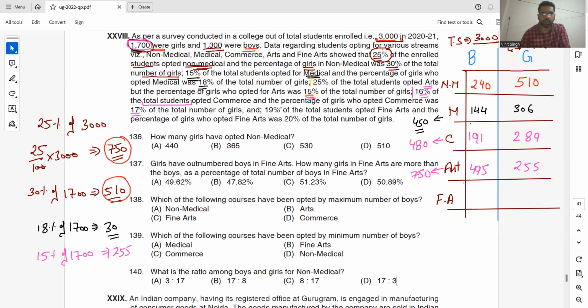Next one. 19% of the total students opt for fine arts. 19% of what? 3,000, which is equal to 570. Fine arts. And the percentage of girls who opt for fine arts is 20%. 20% of 1,700 is equal to 340. And after subtraction, we will get 230. So 230 boys and 340 girls. Now, this is the chart.